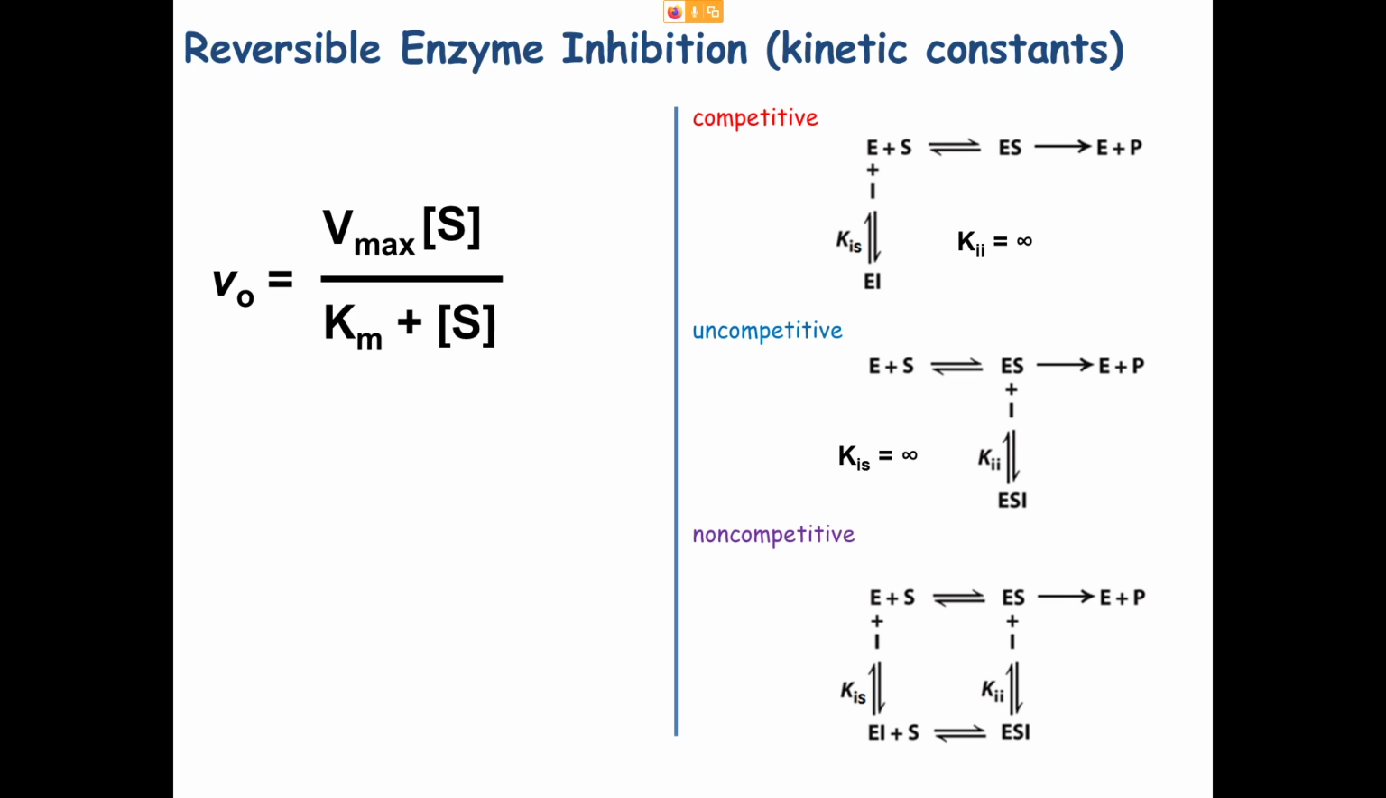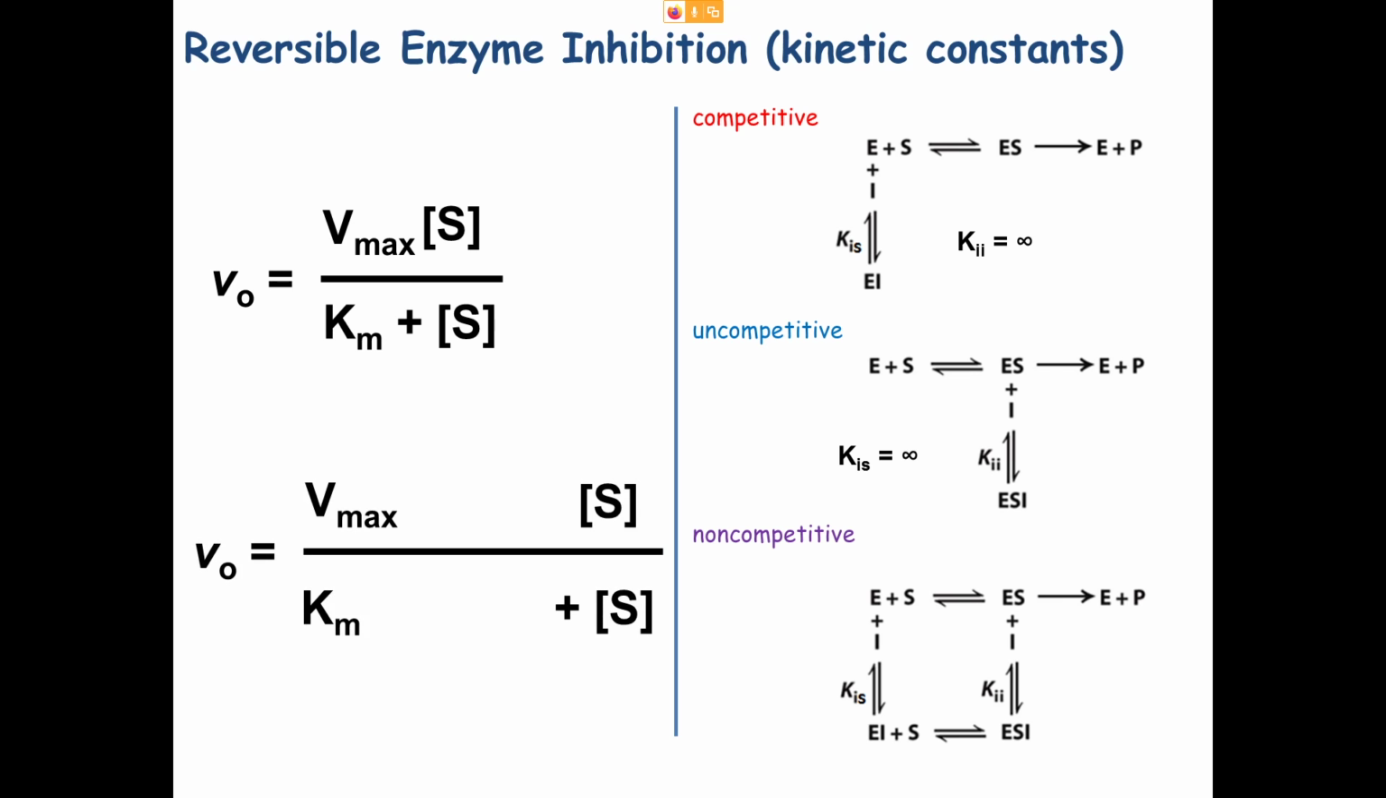Okay? And our equation on the left is our normal Michaelis-Menten equation. If we throw in these inhibitors, the KISs and KIIs, we get this arrangement where we modify the constants Vmax and Km. We multiply them by these fractions, and that's how KIS and KII play into it.